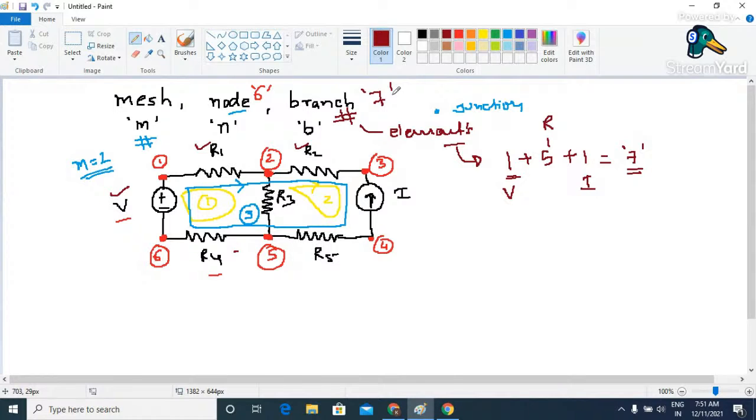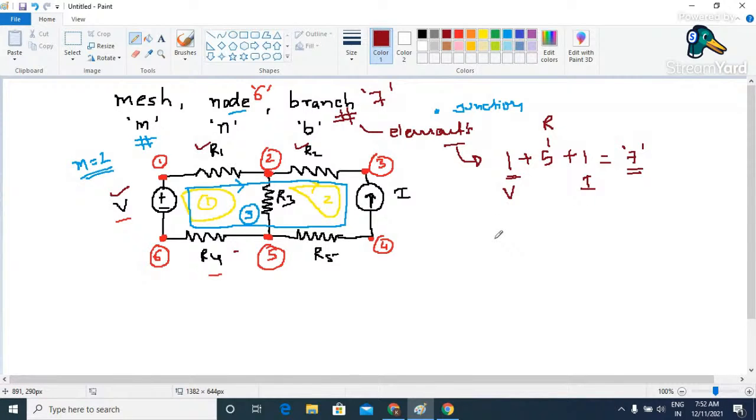How to identify mesh, how to identify node, and how to identify branch. Mesh is nothing but the smallest closed path available in a structure which cannot be further subdivided into closed paths. What is a node? It is nothing but a point or a junction in a circuit where we have a combination of two or more circuit elements. It may be active, it may be passive, active-active, or passive-passive. And what is a branch? It is simply how many elements are available in a given structure or circuit. It may be active or it may be passive. We just need to count them one by one.